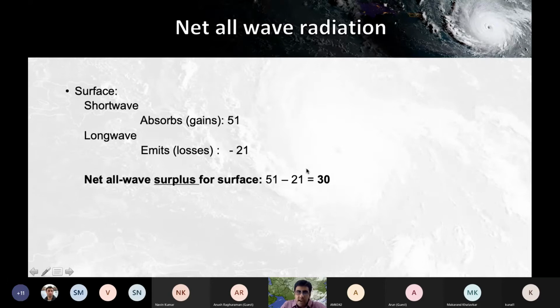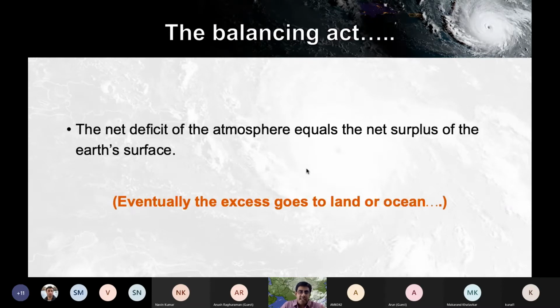So what happens is the atmosphere and surface are in balance. Whatever the deficit is in the atmosphere is surplus in the surface. So this is the balancing act. Now, the surplus that is present in the surface, what happens to that? Where does it go?